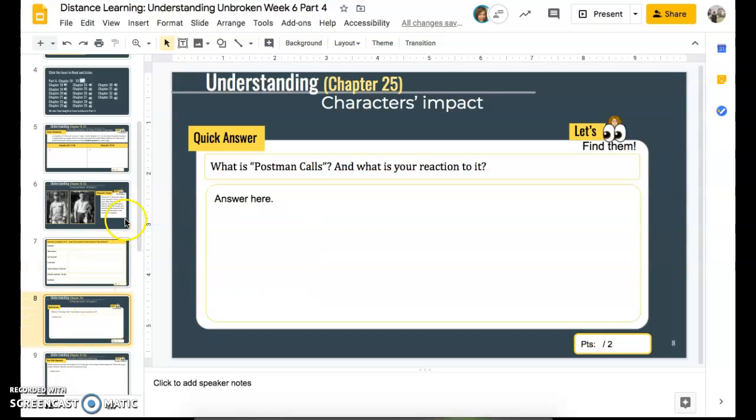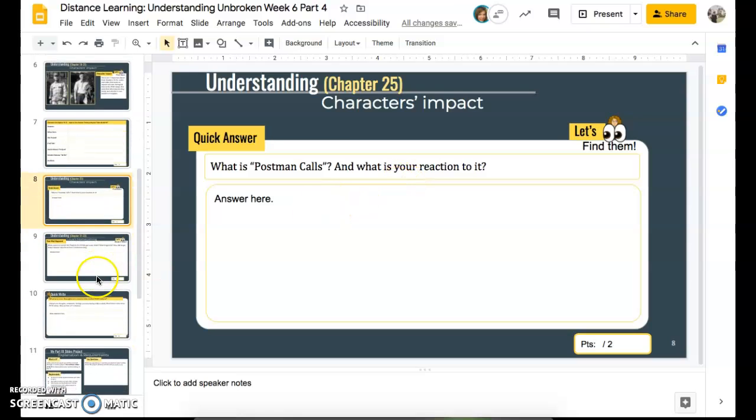Okay, so the next activity. This question is answered in chapter 25, and I will say it is mentioned towards the end of chapter 25. It is, what is a postman calls, and what is your reaction to it? So you're just going to answer what it was and your reaction, okay? And it is worth 2 points.